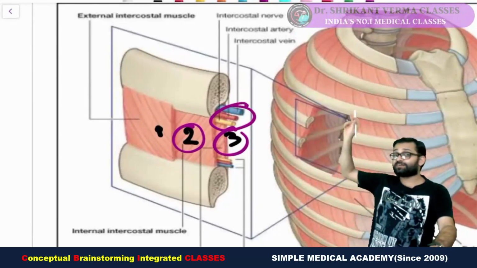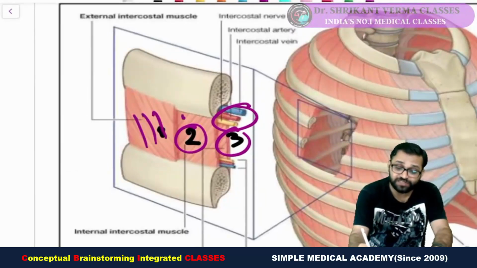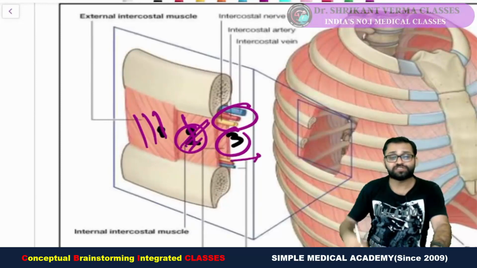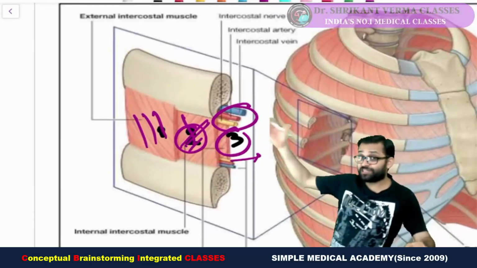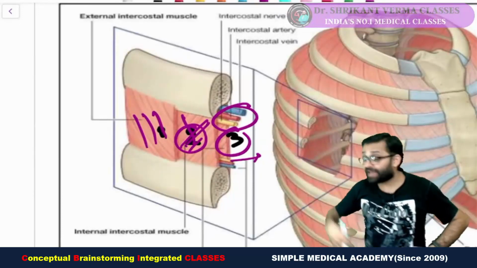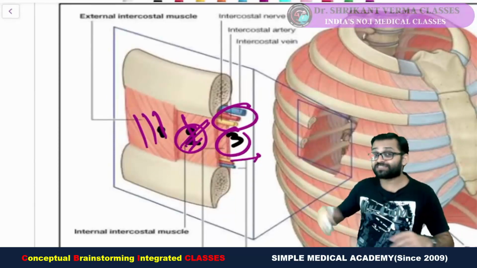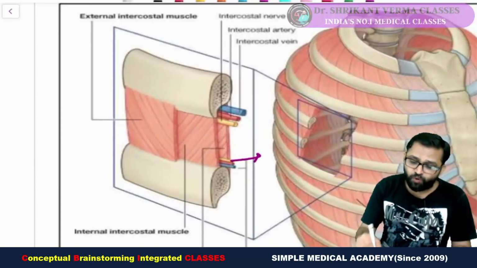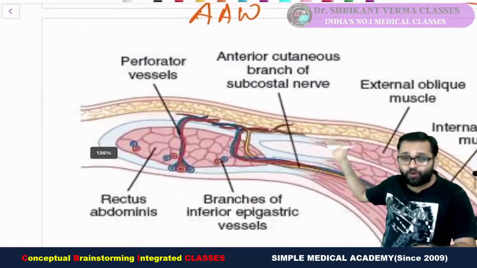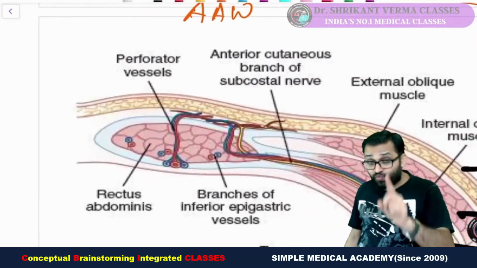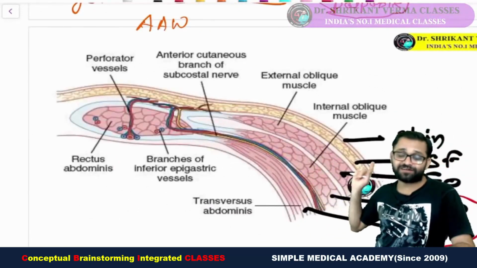van structures. These are running between the second and third layer in our thorax, between the external intercostal, internal intercostal, and this is the innermost intercostal. Same in our abdomen, external oblique like the external intercostal, internal oblique like the internal intercostal, and just like our transversus thoracis, there is a transversus abdominis muscle. So either in the thorax or the abdomen, the neurovascular bundle is running between the second muscle layer and the third muscle layer.